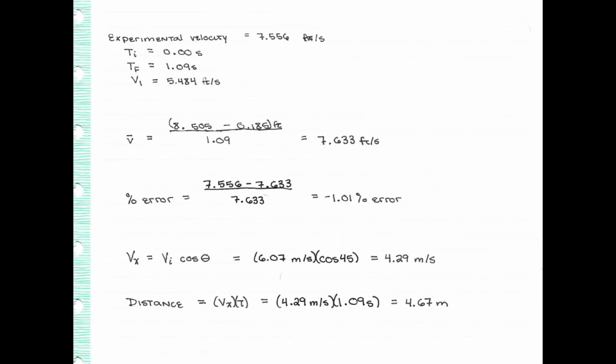We calculated our percent error by subtracting the theoretical velocity from the experimental velocity and dividing by the theoretical velocity. We then multiplied this value by 100 to obtain a percentage. Our equation ended up being 7.556 minus 7.633 divided by 7.633, giving us negative 0.0101. We then multiplied this by 100 to obtain the percentage, negative 1.01%.